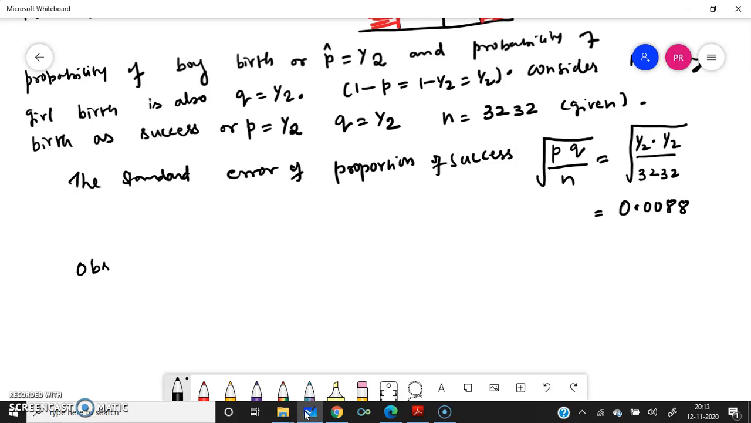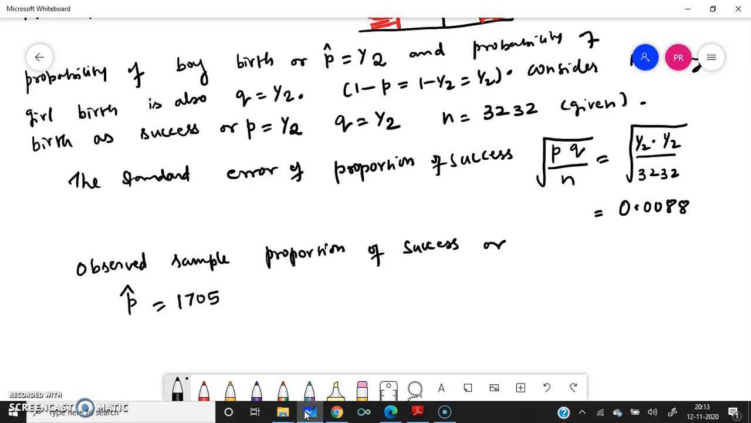Now the observed sample proportion of success, or sample proportion of success, is equal to how many boys are there? 1705 boys, it is given in the question, divided by the total number of births, 3232. We'll get the answer as 0.5275, nearly half, right? And the test statistic.